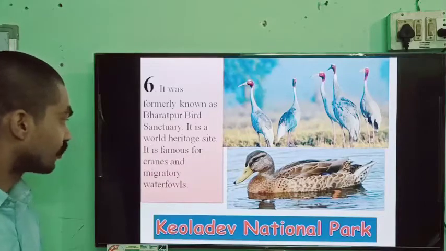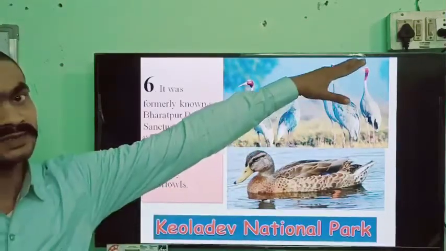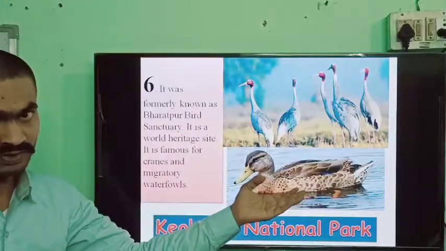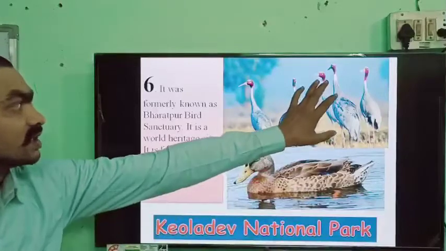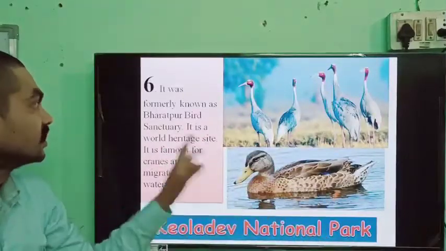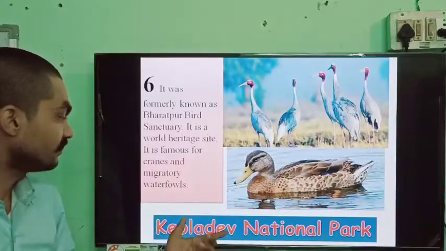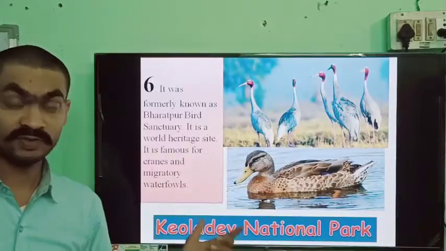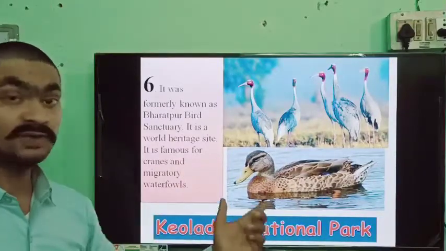It is famous for cranes and migratory waterfowl. So these are the cranes you can see, and these are the waterfowl. These are migratory, they are coming from other countries. So these are cranes and these are waterfowl. So which one is this? Keoladeo National Park. It is in Rajasthan. Keoladeo National Park, in Bharatpur, Rajasthan, not Bambor. So Keoladeo National Park.